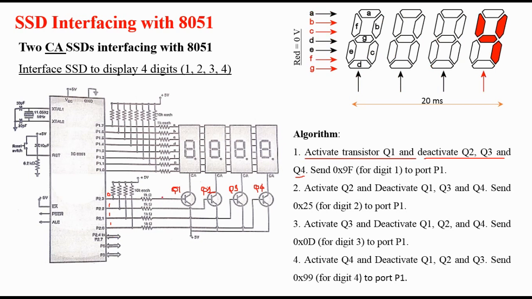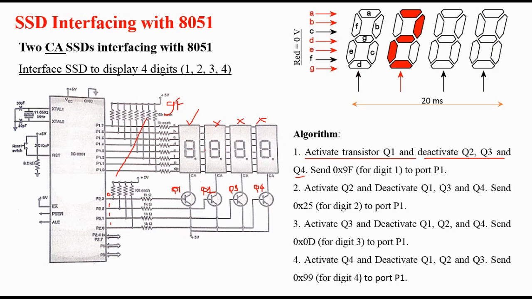So here Q1 has got activated, and then we will send 9F for digit 1 to port 1. The moment we send 9F over the port, that 9F will get received by all of the 4 displays, but only this display is on and the remaining displays are off. That's why 1 will get printed on this display only.